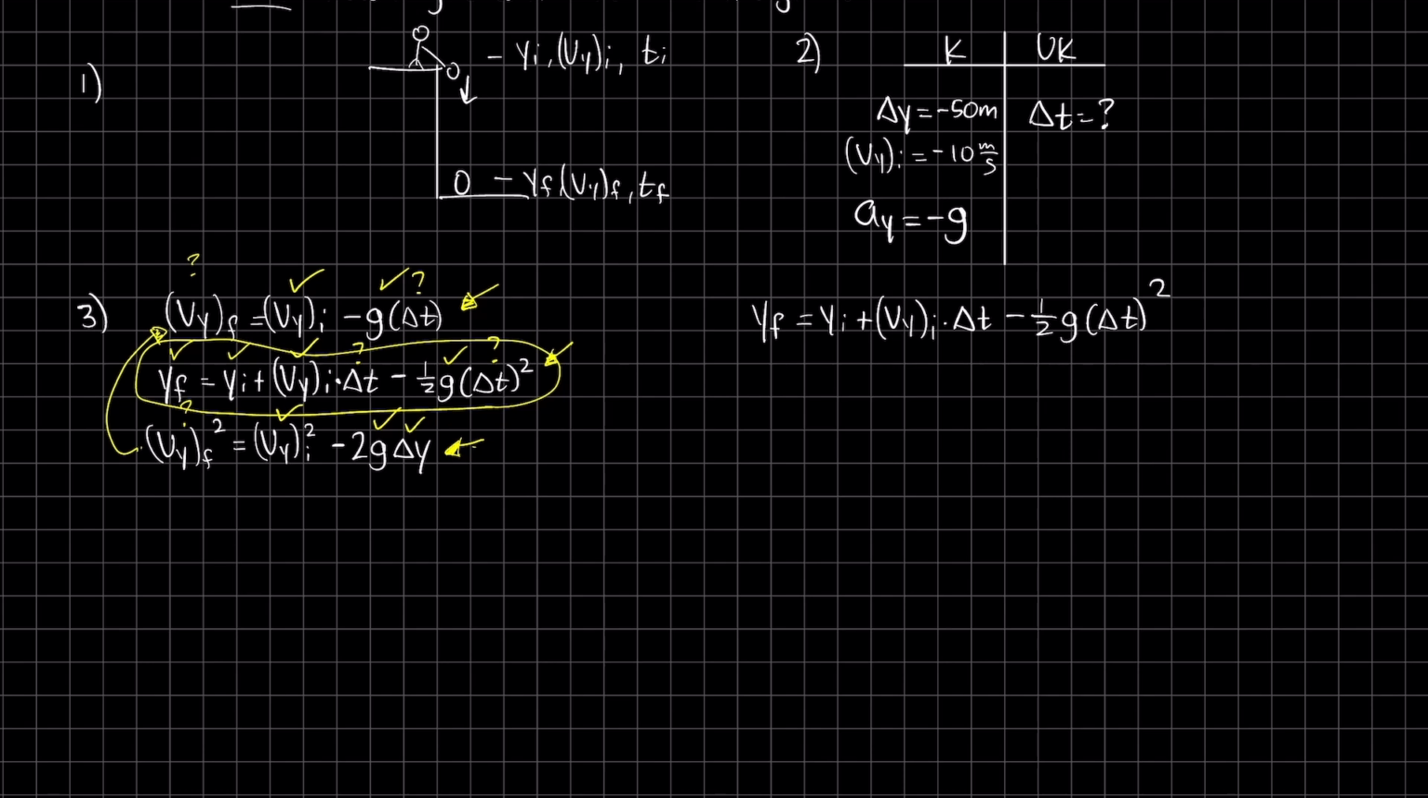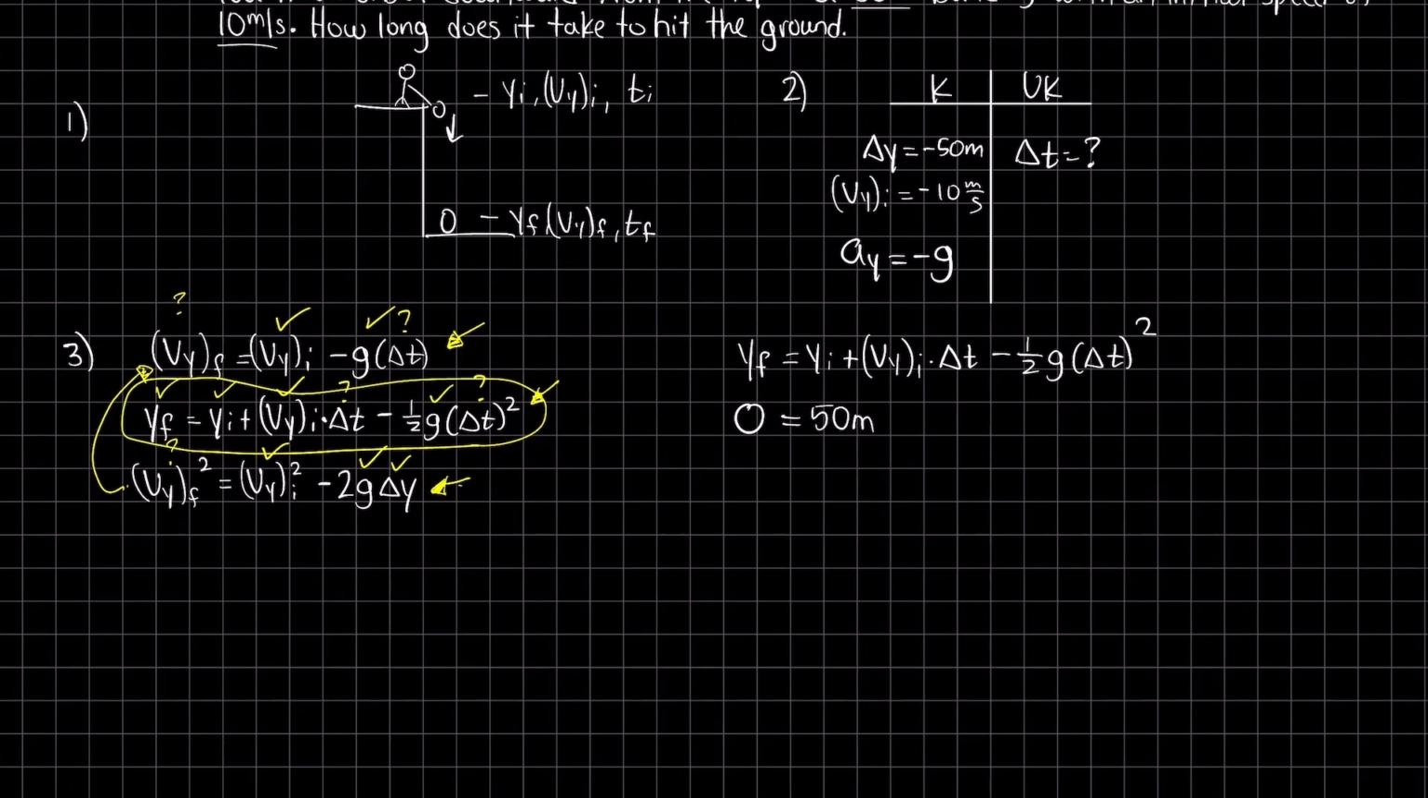My final position is 0. And also, to make this clear, I'm not going to write the units, even though it's a best practice to write the units. I'm just going to write the numbers for now. That way you can see the pattern. The initial position was 50 meters. My initial velocity was minus 10 multiplied by delta t minus half of 9.8, sorry, no units for now, multiplied by my delta t squared. Let's simplify this a little bit more.